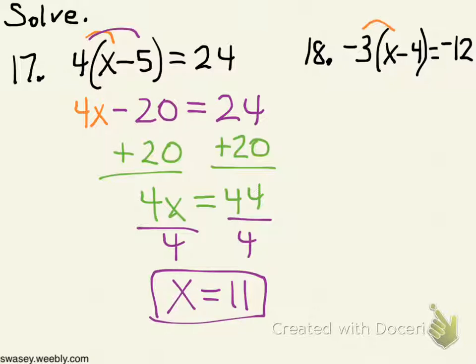18, distribute your negative 3. Negative 3 times x, negative 3x. Negative 3 times negative 4, positive 12.